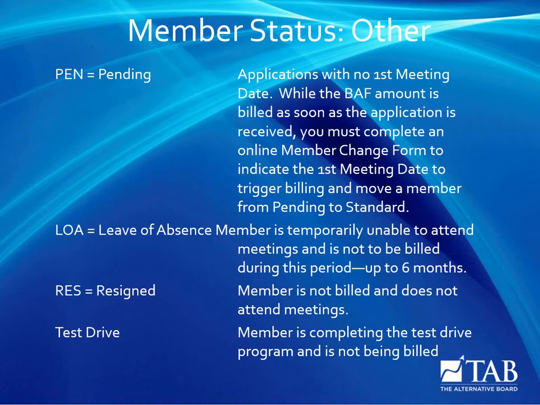A pending member are those members whose applications we received with no first meeting date. BAF is billed as soon as we receive it, and in order for us to bill going forward, we will require a member change form. Leave of absence is a member that is temporarily unable to attend meetings. They are not to be billed during this period up to 6 months. There will be emails that will go out to you to indicate those members that have been on leave of absence for 6 months or longer, asking for a change.